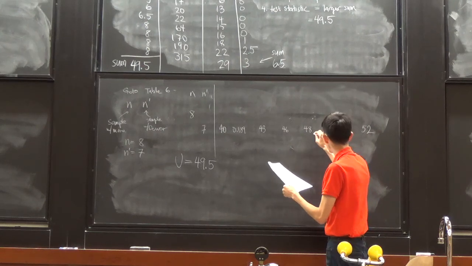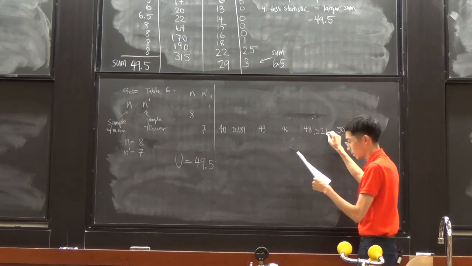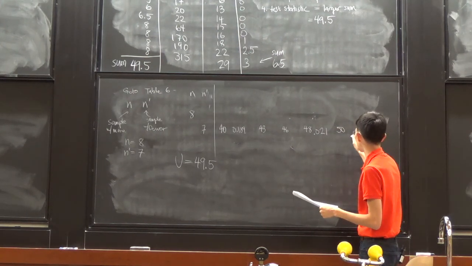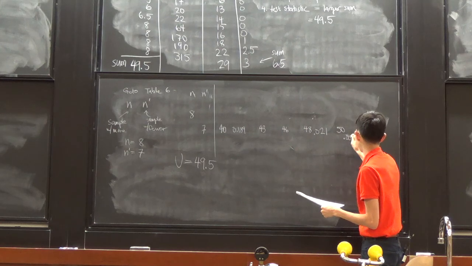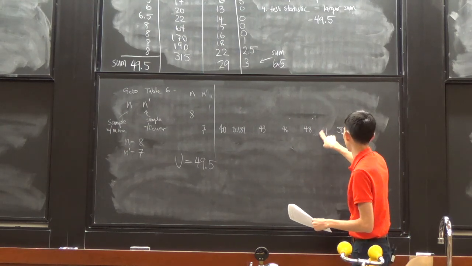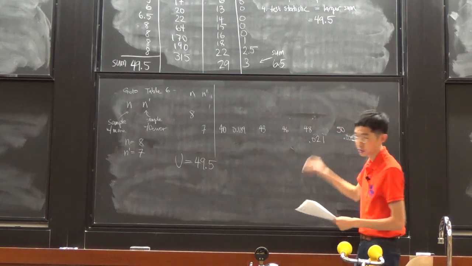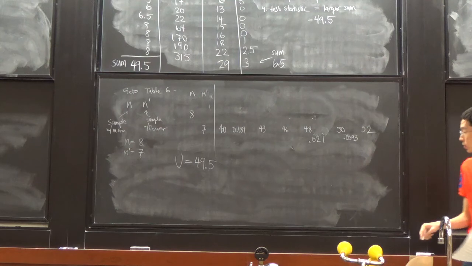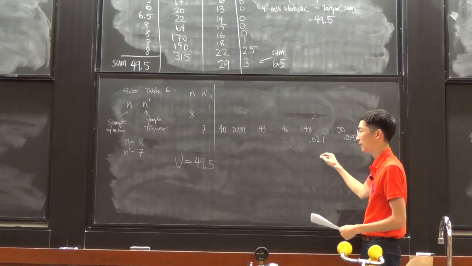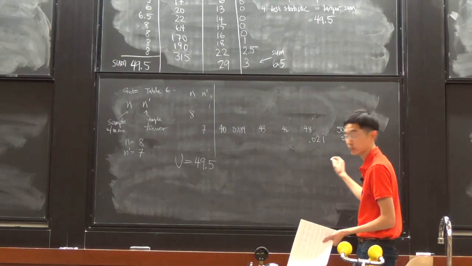48 is 0.021, and 50 is 0.0093. Okay, so I just write 0.021 here and 0.0093. So for 49.5, the corresponding tail area will be between 0.021 and 0.0093.